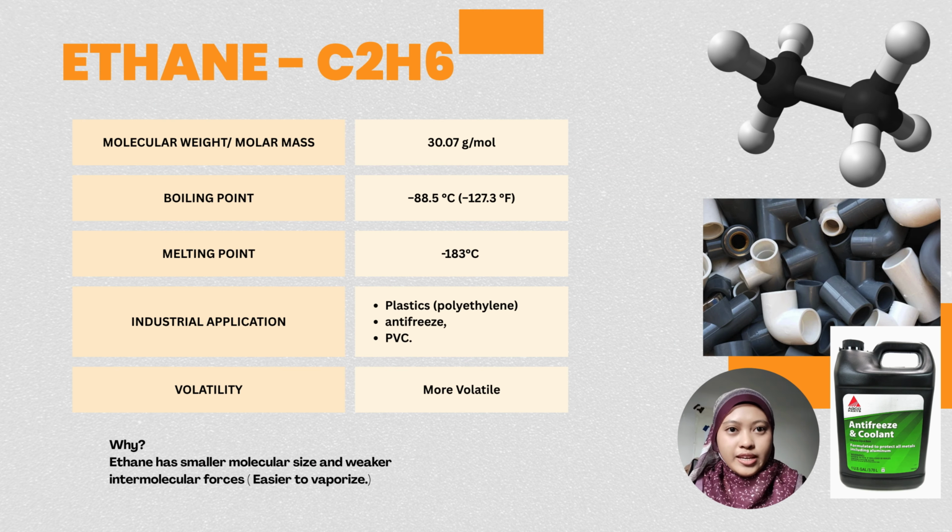Now let's begin with ethane, which has the molecular formula C2H6. It has a molecular mass of 30.7 grams per mole. The boiling point of ethane is negative 88.5 degrees Celsius, and it melts at negative 183 degrees Celsius. In terms of application, ethane is widely used in the production of plastics like polyethylene, in antifreeze, and in PVC manufacturing. Ethane is classified as more volatile, meaning it evaporates more easily. This is because it has a smaller molecular size and weaker intermolecular forces, making it easier to vaporize.